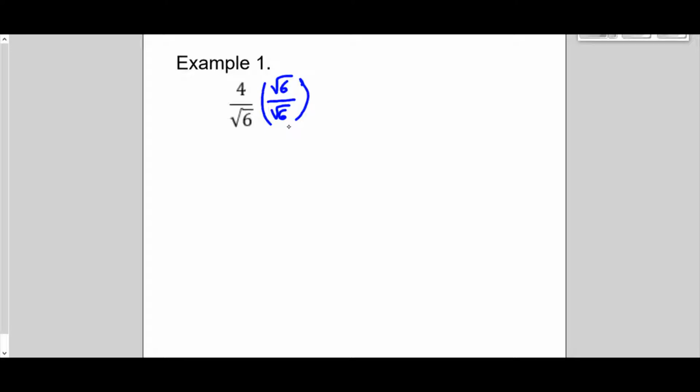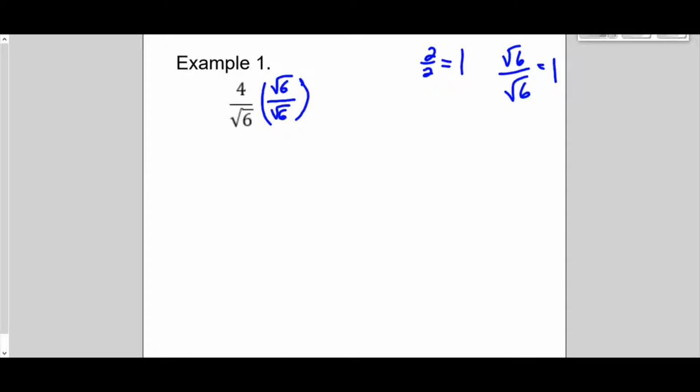Just so that you remember, any number, let's say 2 divided by 2, any number divided by itself is 1. The same thing is true with radicals. The square root of 6 divided by the square root of 6 is 1, because any number divided by itself is 1. So this is not changing the problem. You're allowed to multiply by 1.